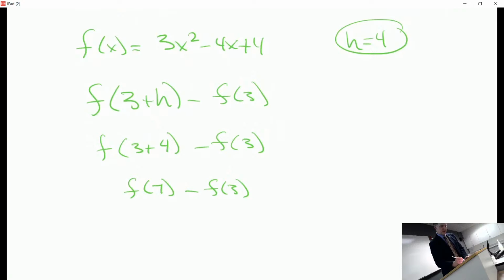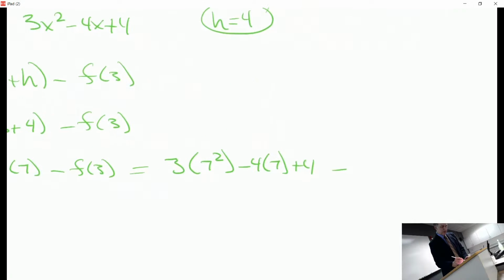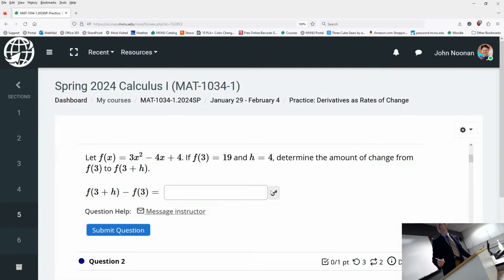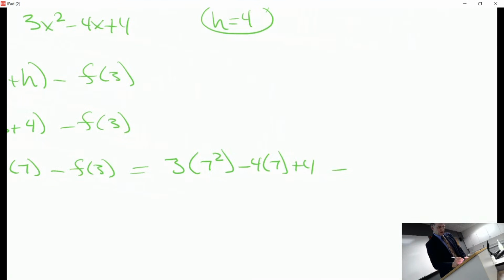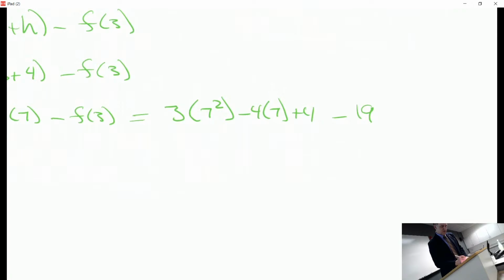And I've got my function up there, so just plug it in. 3 times 7 squared minus 4 times 7 plus 4, minus, they told us what f of 3 was, didn't they? So I don't have to compute this. F of 3 is 19. Presumably, if you plug 3 into that function, you get 19. So I'll just do this, 19. So this isn't too bad. This is going to be 147, minus 28, plus 4 minus 19.